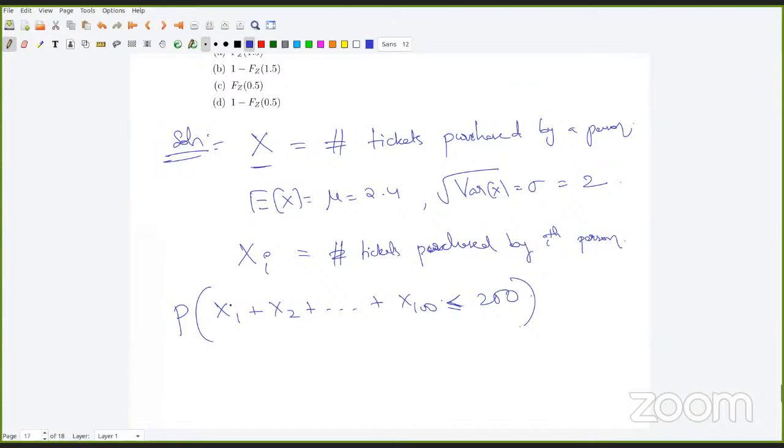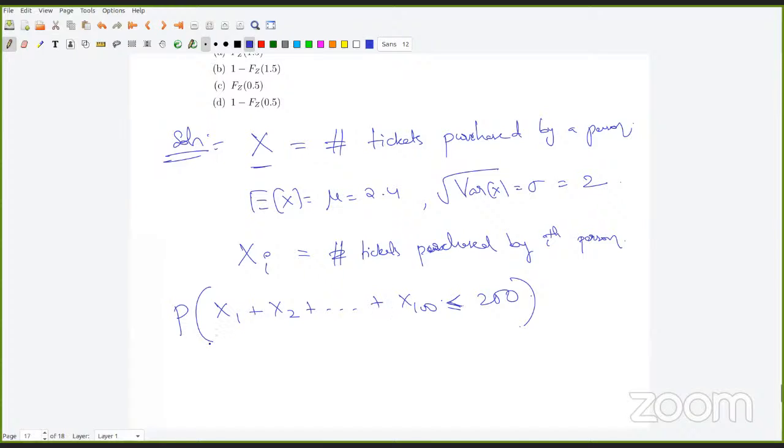If this is the number of tickets purchased by person 1, this is the number of tickets purchased by person 2, and this is the number of tickets purchased by the 100th person, what will the sum of all those give me? The total number of tickets purchased by all 100 persons.